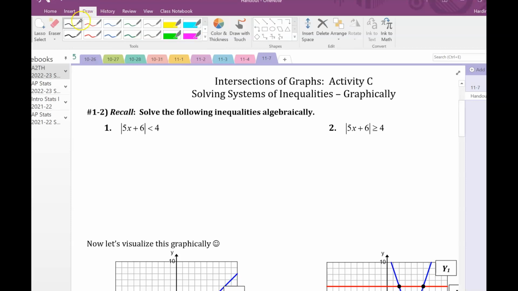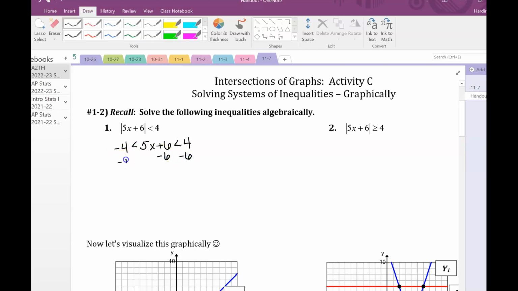So flip to your note page. Take a look at the problems on the top. It says solve the following inequalities algebraically. So this is what we would have done in the past. Here it says absolute value of 5x plus 6 is less than 4. You would have said 5x plus 6 is less than 4 and it's greater than negative 4.